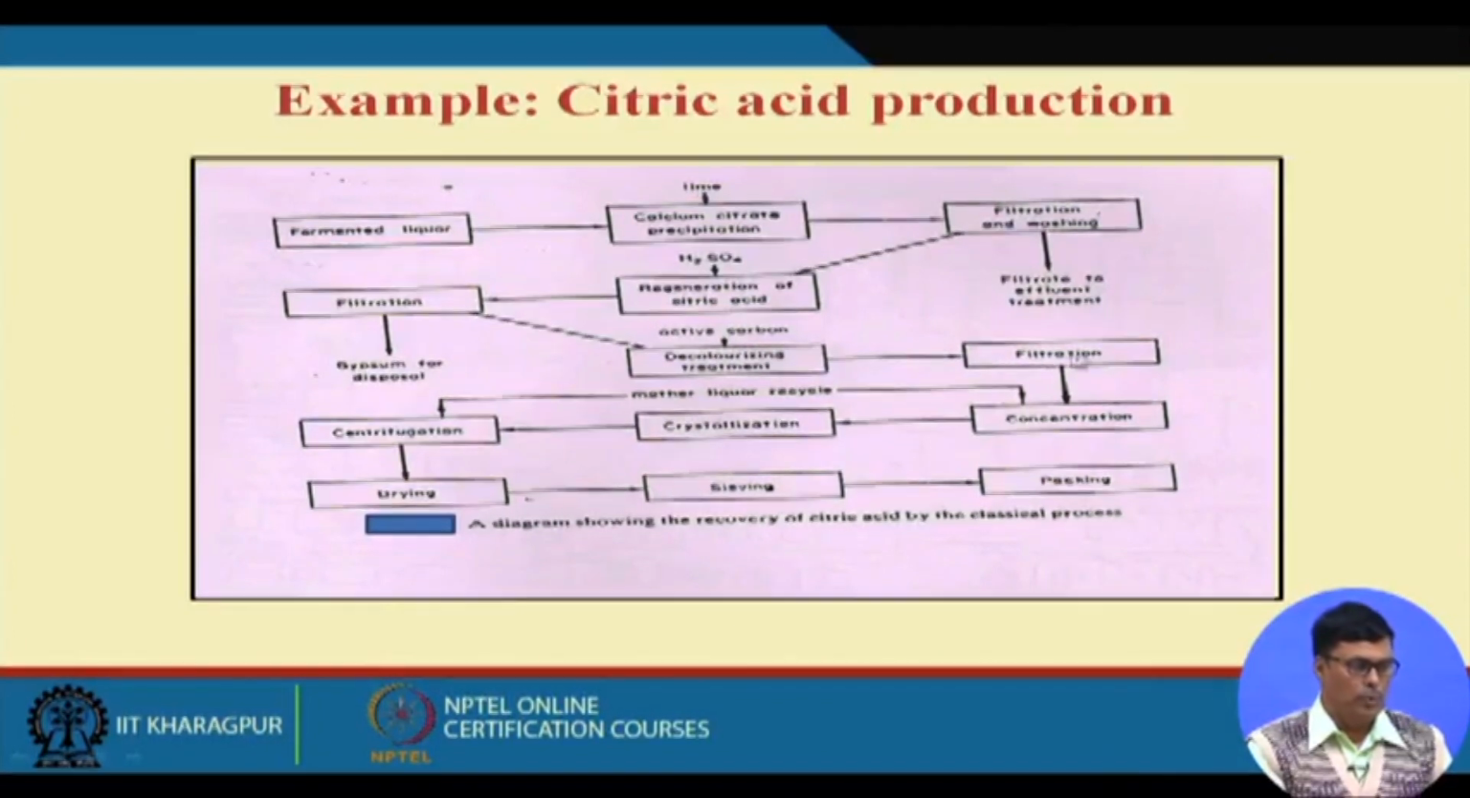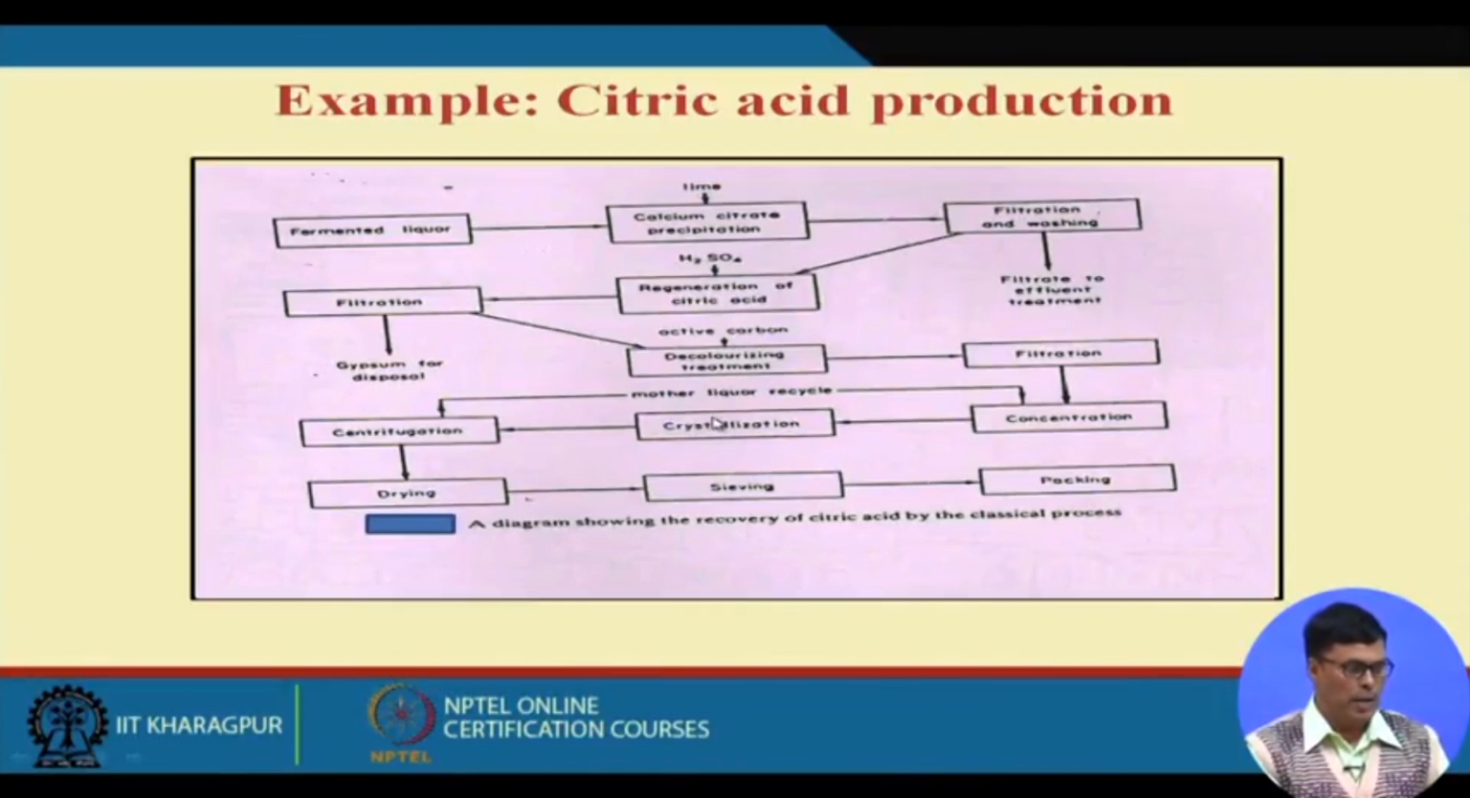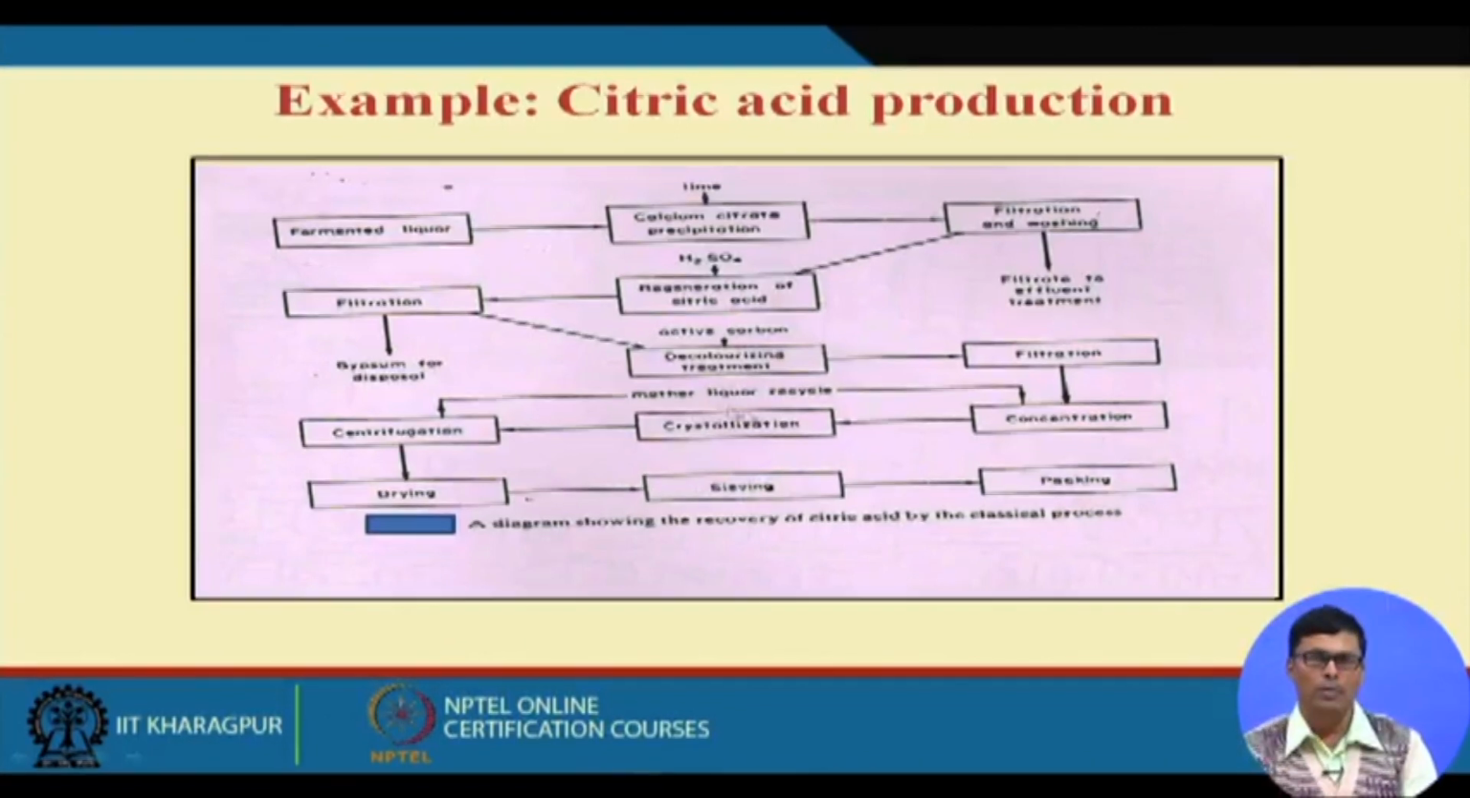Then you have to do the filtration, you have to remove the activated carbon. Then you have to concentrate with the help of an evaporator. Then after that you cool it down, then you pass through the crystallization unit to form the crystals of citric acid. Then you centrifuge this. After centrifugation you separate the crystals, dry it, and sieve it, you get different sizes of crystals, and pack it. So this is how the block flow diagram can be explained.